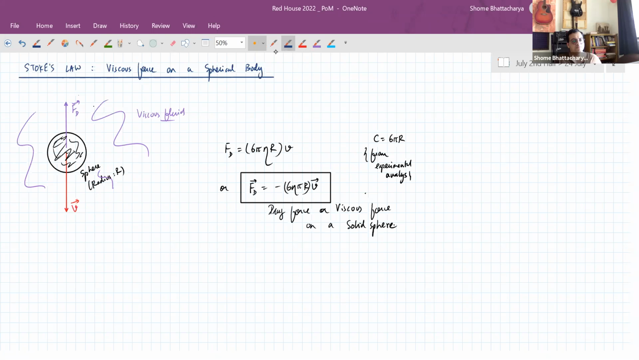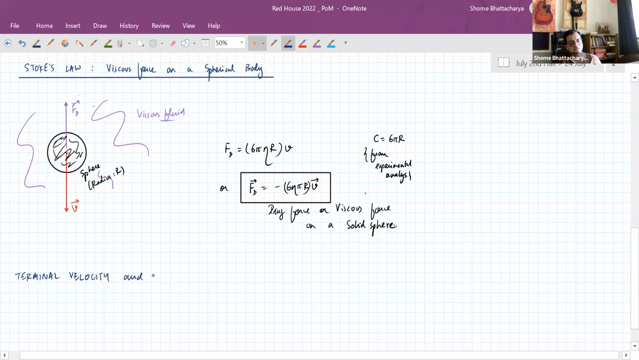Okay, so the other aspect that we studied from here is the terminal velocity condition. And in general, the free fall of a solid sphere inside a viscous fluid.